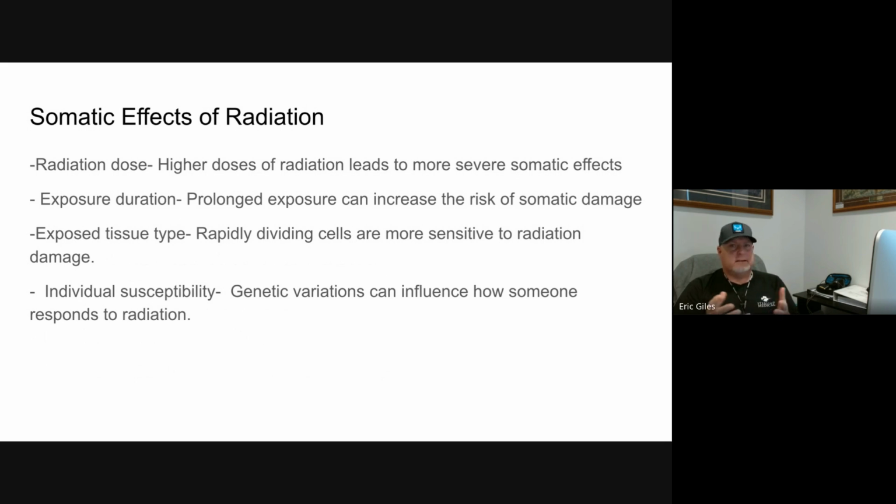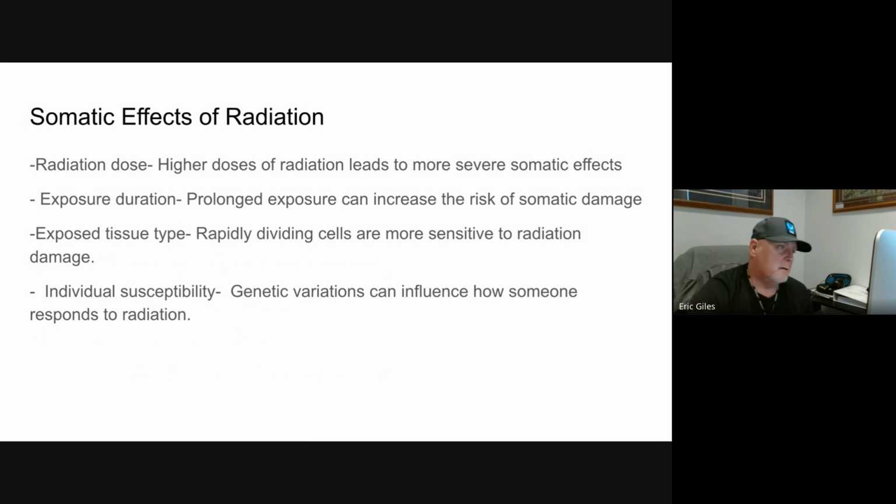With the x-rays that we take, all of our techniques are really short exposure times, unless you're doing an advanced type of rib x-rays or something, when you're going to use a little bit longer exposure. But you just need to know about this. The exposure duration is important. Exposed tissue type. Rapidly dividing cells are more radiosensitive, and they're more sensitive to radiation damage. Okay, so it all depends on the type of tissue. Individual susceptibility. Genetic variations can influence how someone responds to radiation.